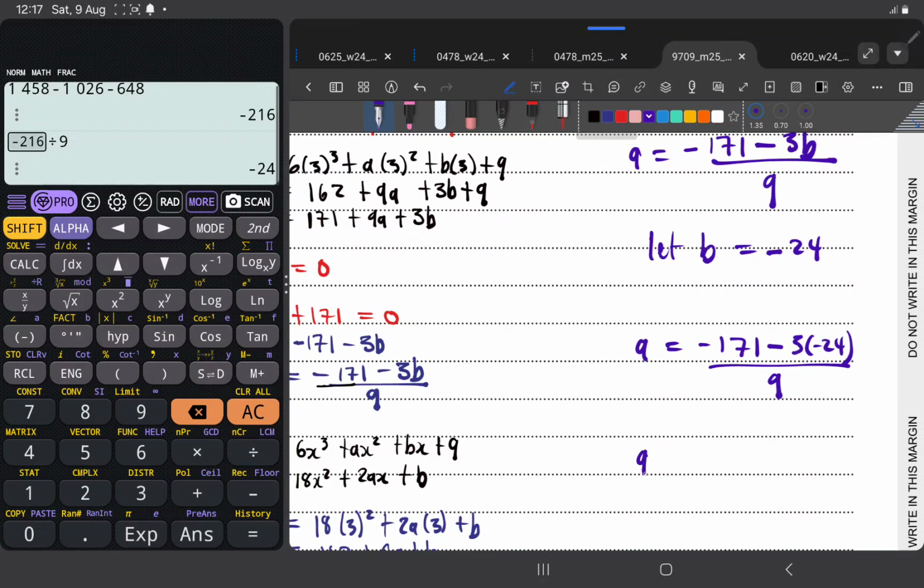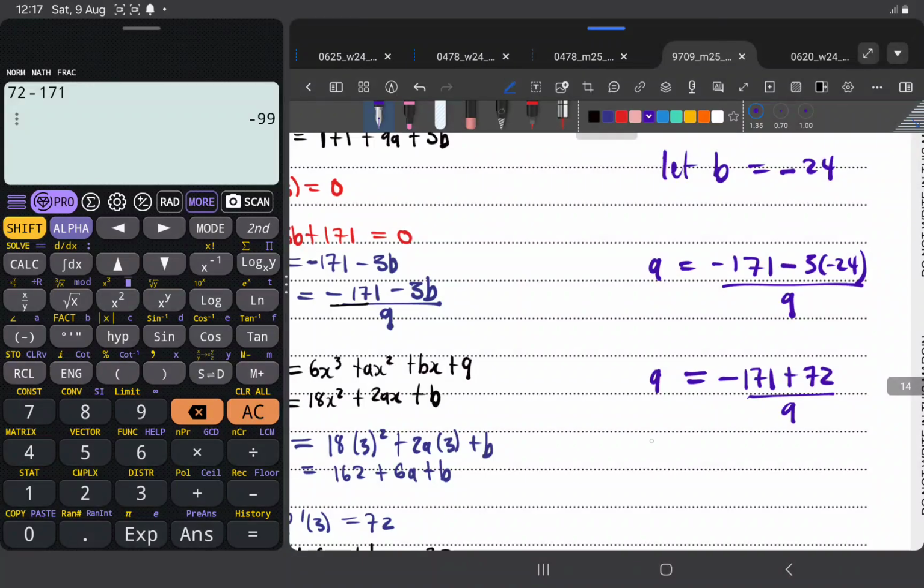And what am I going to get? I'll get my a being equal to, let's see now, 24 by 3, I'll get 72. So it's negative 171, then this actually becomes plus 72, and this is over 9. So now I would say 72 minus 171. I would get negative 99. Then divided by 9, this would have a being equal to negative 11.